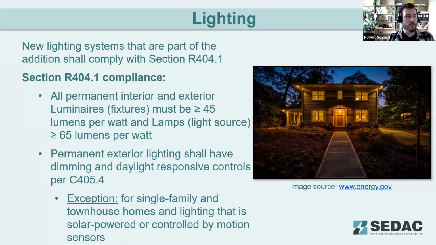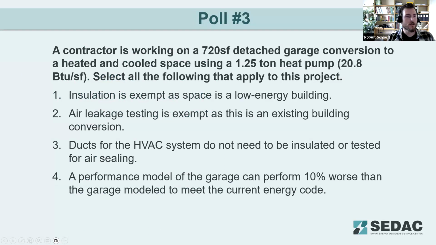Okay, so at this point, I'm going to start our next poll question here before we move on to the next section. So this poll question is: a contractor is working on a 720 square foot detached garage conversion to a heated and cooled space using a 1.25 ton heat pump. So that's 20.8 BTUs per square foot. Select all of the following that apply to this project.